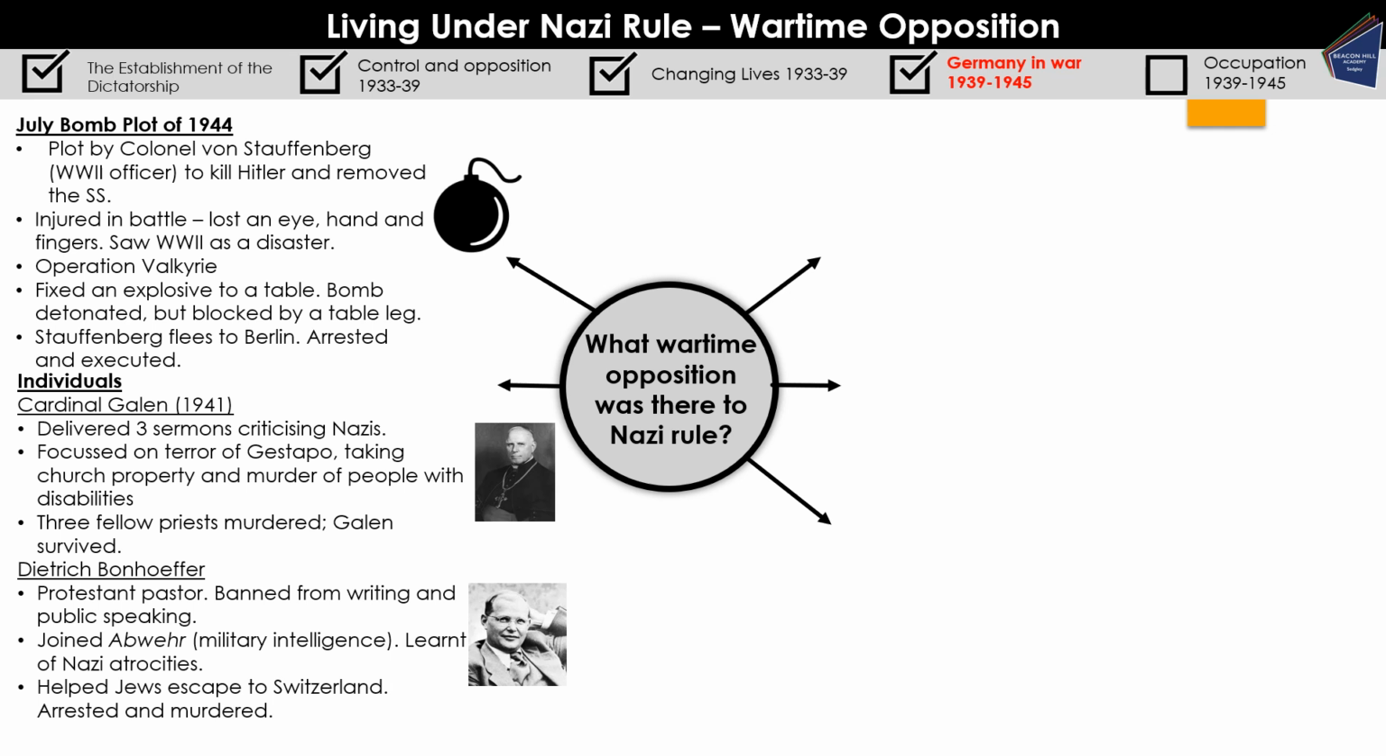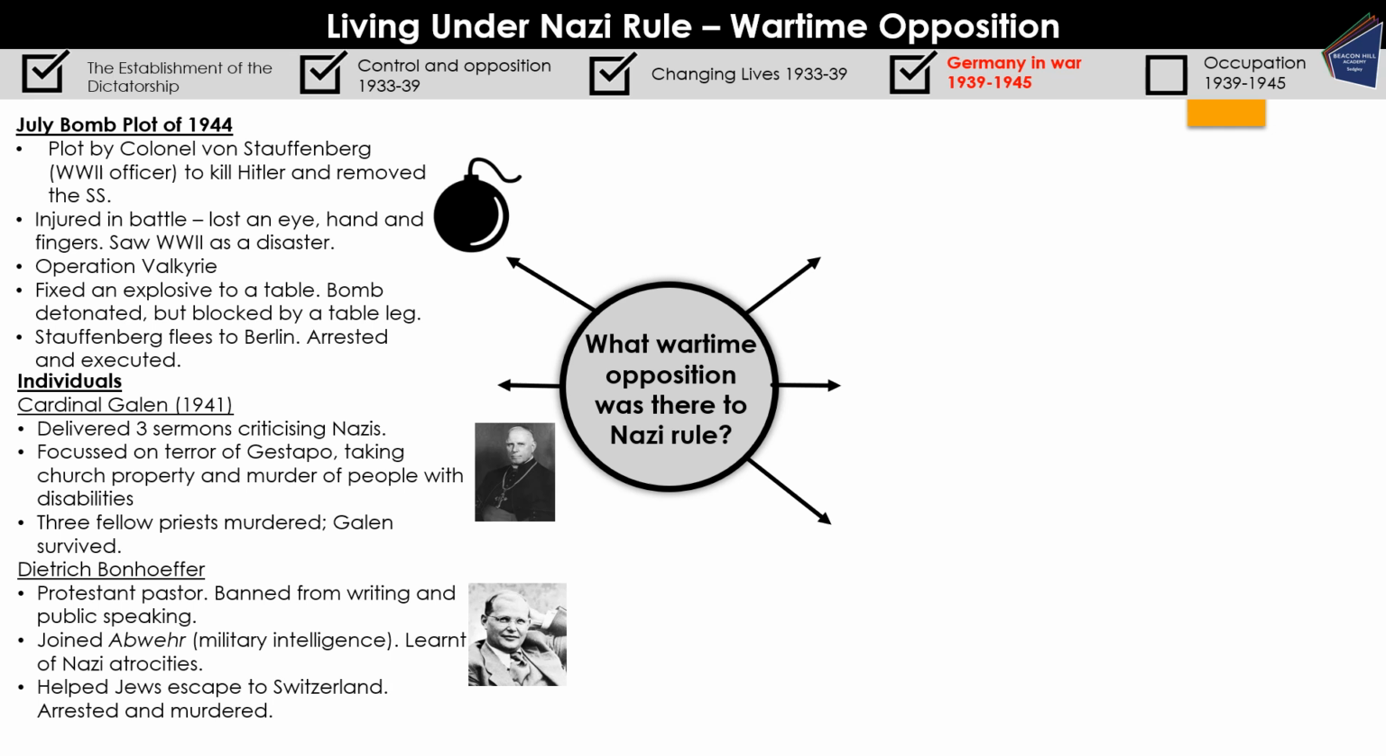Galen is not targeted because the Nazis do not want the Catholic Church to make Galen a martyr. So he delivers 3 sermons, as we said, criticising the Nazis, focusing on terror of Gestapo, taking of church property, and most importantly, the euthanasia campaign. So Cardinal Galen, great individual to mention in the exam if you had a question on wartime opposition.